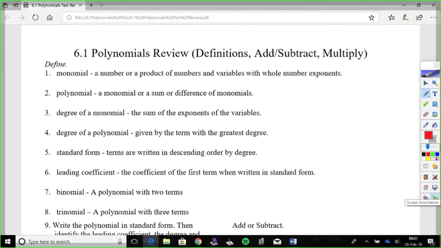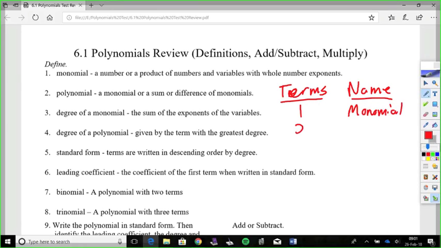So for the number of terms, let's talk about the numbers themselves and then the name for it. Now if it's just one term, that's called a monomial. If it's 2 terms, it's a binomial. Think of like a bicycle. It has 2 wheels. Binomial has 2 terms.